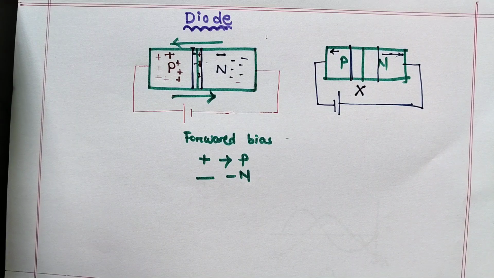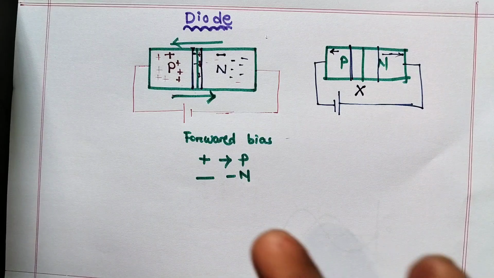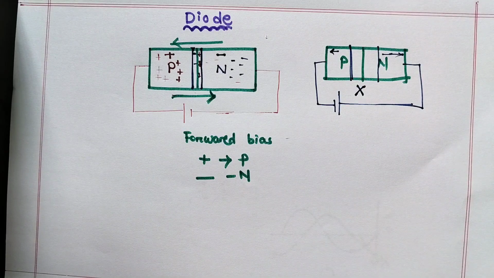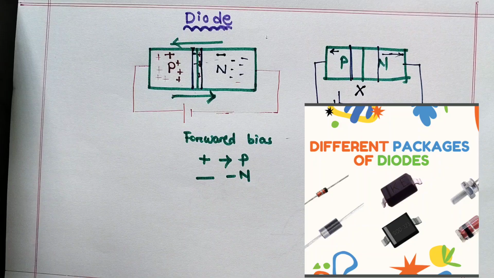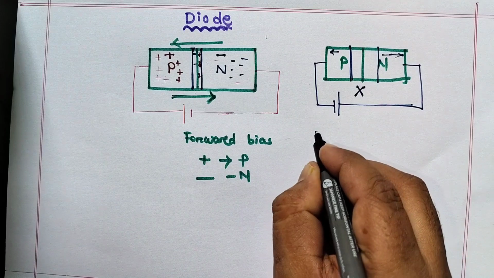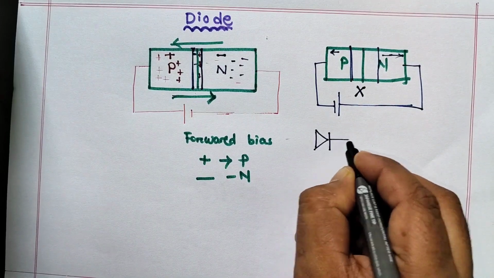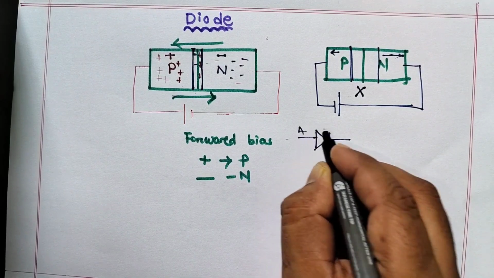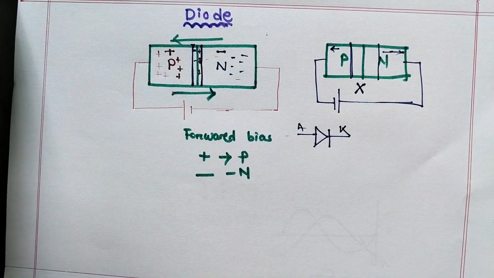Basically, in the practical field, there are so many types of diodes. You can see here on the screen they look like different configurations, according to the current rating and other things. Basically, the symbol of the diode is like this. This is the anode and this is the cathode.